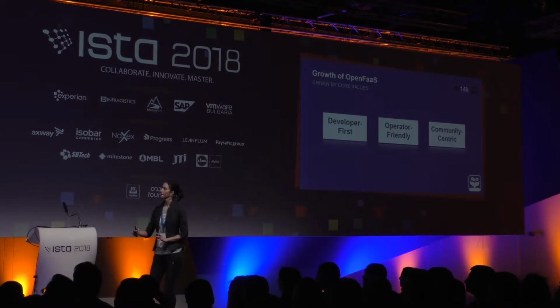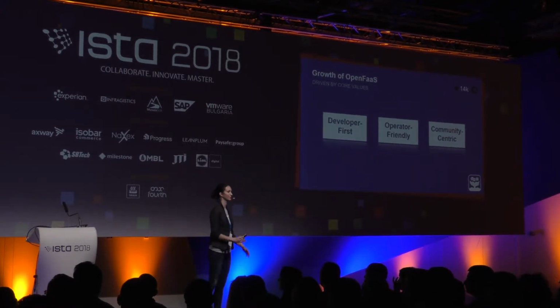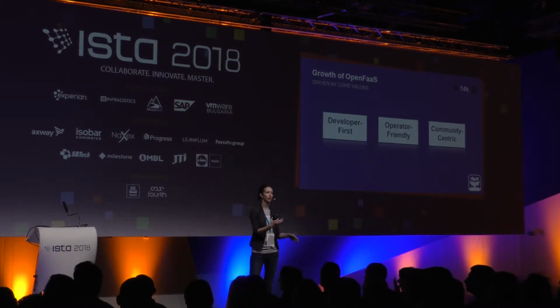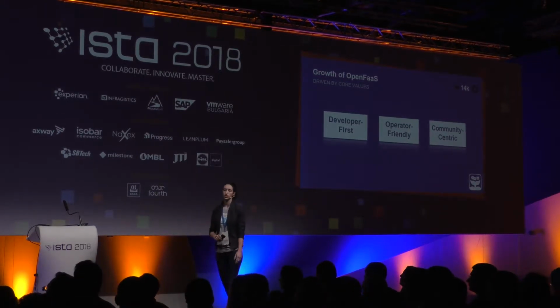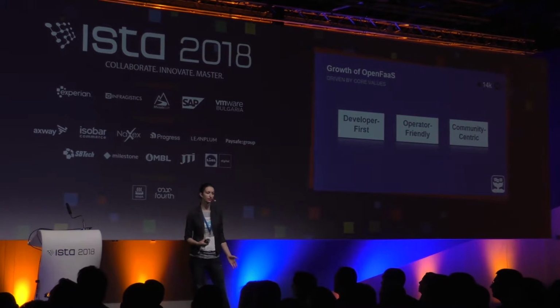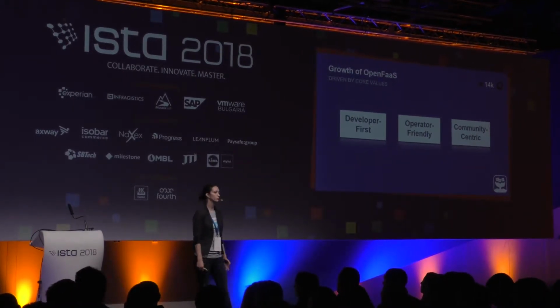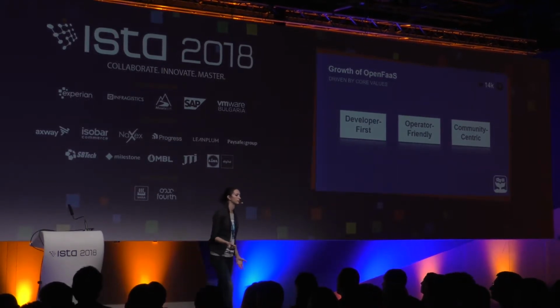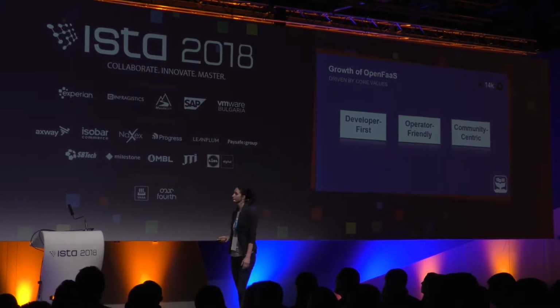So what are the values of our project? We saw now that the developer is the first that is important for us, because the idea is to ease the life of a developer. Later, in the next few slides, I'll say why it's operator friendly. And we are community-centric because we are driven by our community. We rely on it, and the community is what helps the project grow.